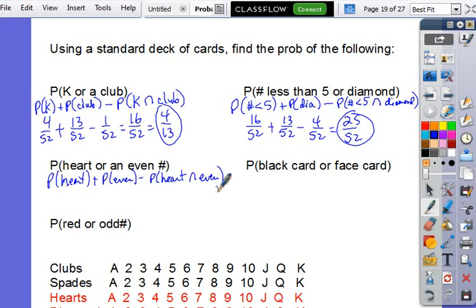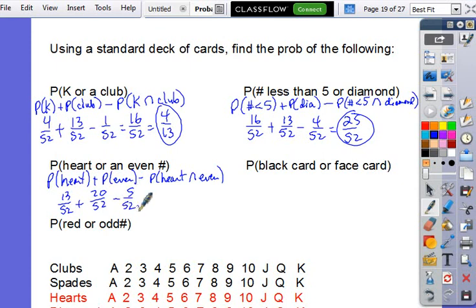So when I do this third one, probability of a heart plus probability of even minus probability of heart and even. Why am I doing that? Because these are overlapping and can happen at the same time. Well, hearts, 13 over 52. Even numbers: I got all of my 2s, 4s, 6s, 8s, 10s. That is a total of 20 numbers. Minus the probability that are hearts and even numbers at the same time. So hearts and even numbers would be the 2, 4, 6, 8, 10. That's a total of 5.